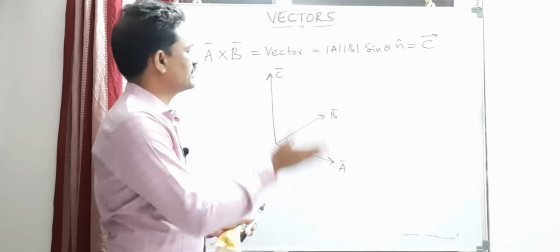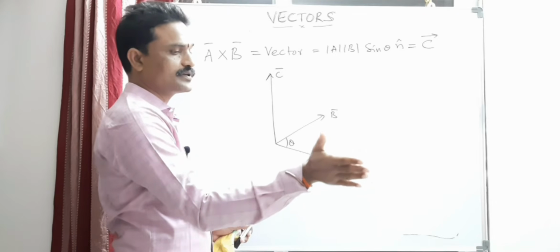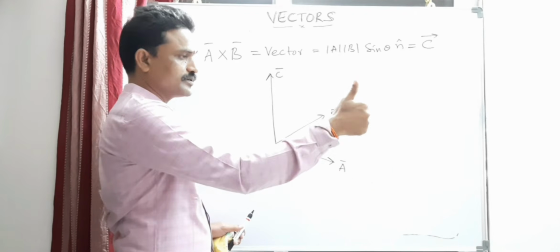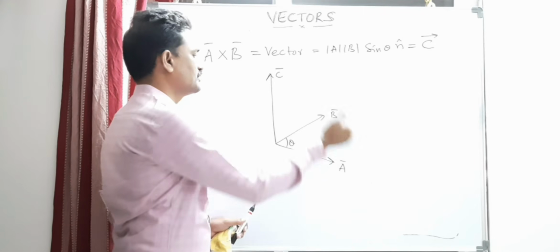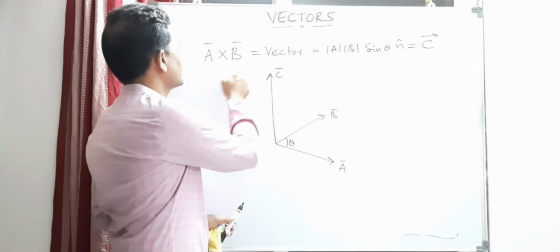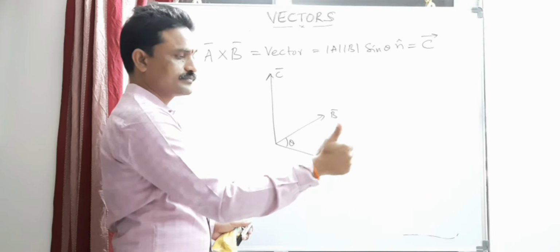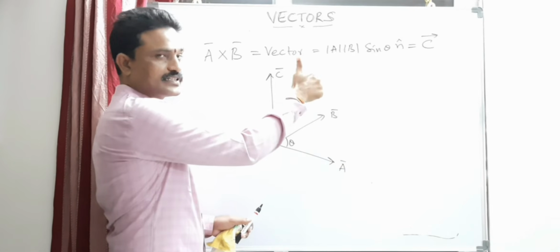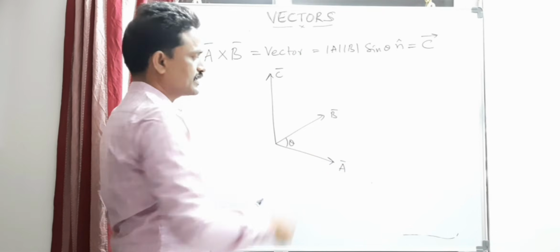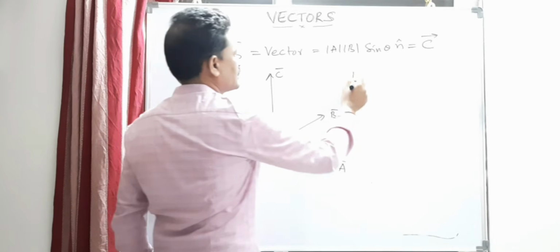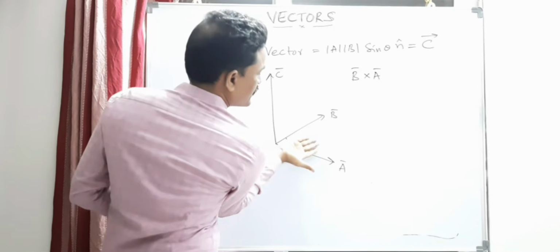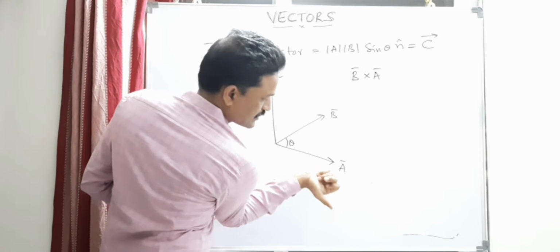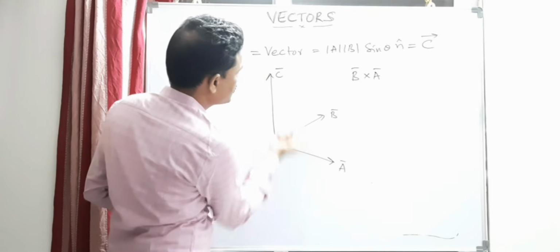How to determine the direction of c? You put your right hand and you fold your fingers in the direction of a to b, because you are taking a cross b. So this is c. For the same two vectors, if I take b cross a, I have to start from b and move towards a. So it is opposite to c.